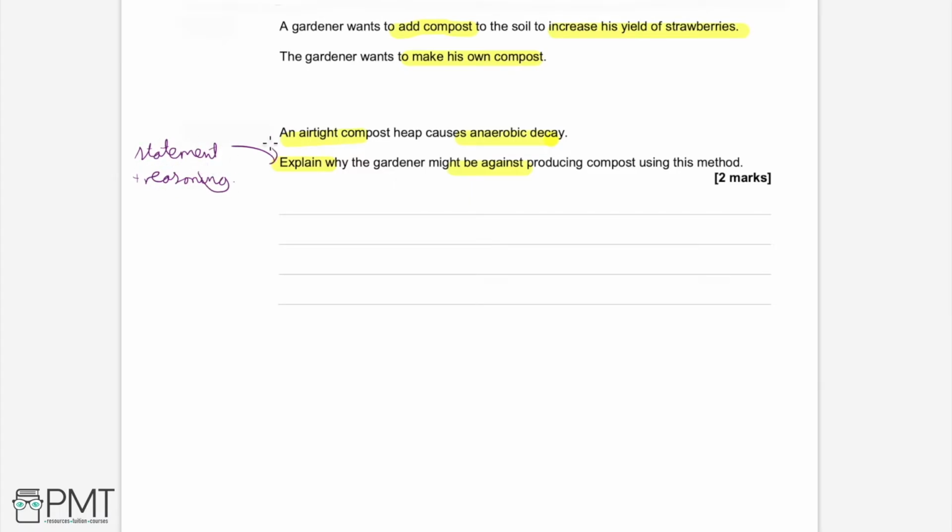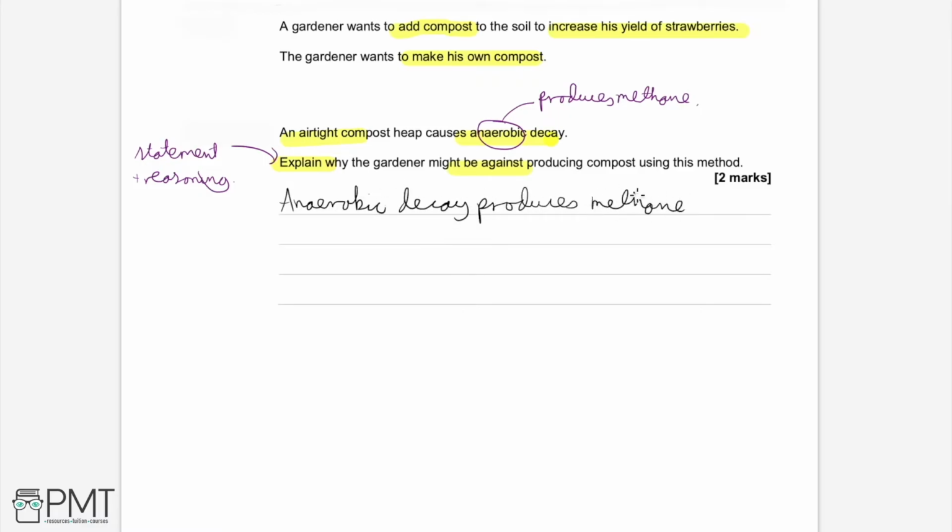So let's think about what happens when anaerobic decay occurs. Well, in this process, methane is produced. Now, this is our first point, the statement, that anaerobic decay produces methane. But why is this a problem? Well, the reason this is an issue is that methane is a greenhouse gas. So that's our second point, and the reasoning behind it.